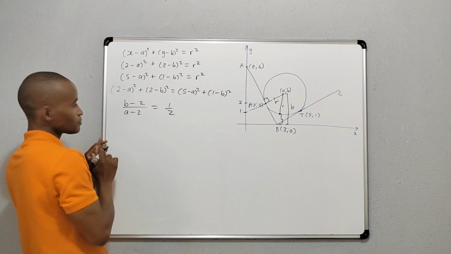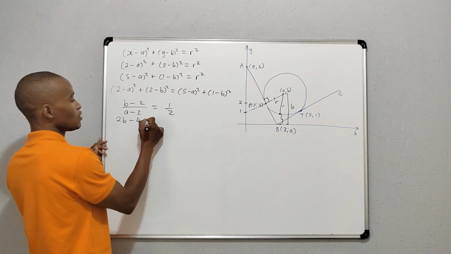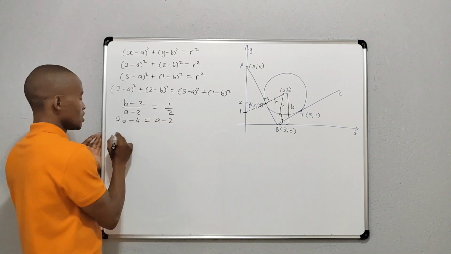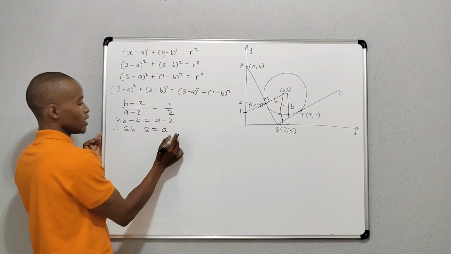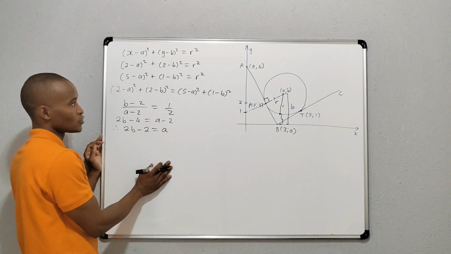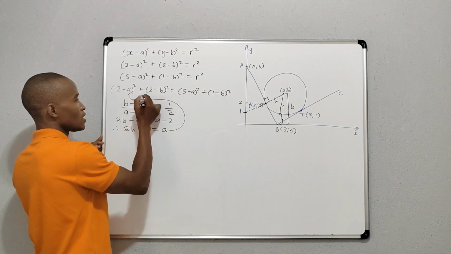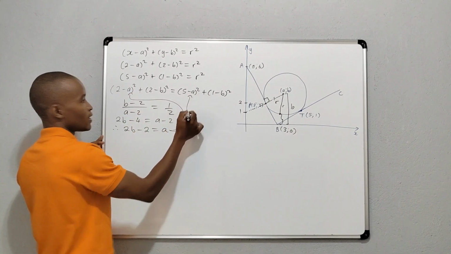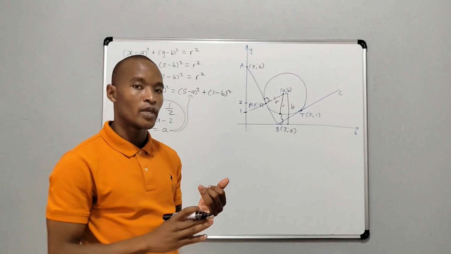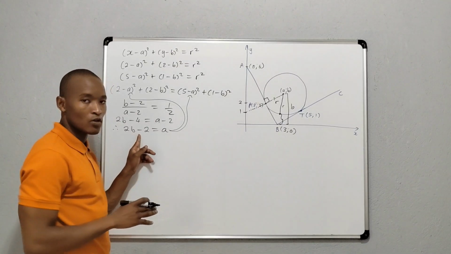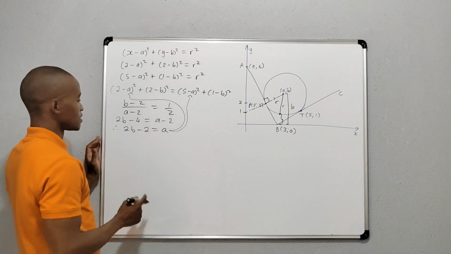So how can we proceed from here? Cross multiply. We have 2b minus 4 equal to a minus 2. And therefore, we have 2b minus 2 equal to a, when you transpose. So this is equation 2. So wherever we see a, that guy will go in there, and the entire equation will be in terms of b. We'll be able to solve for b, come back here and solve for a. Okay, it's a long arithmetic process, but let's go for it.